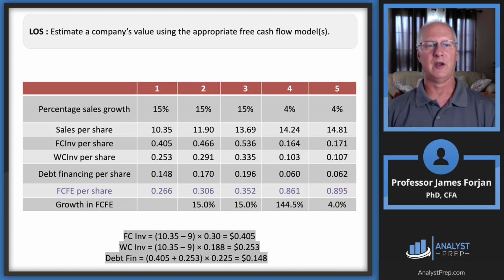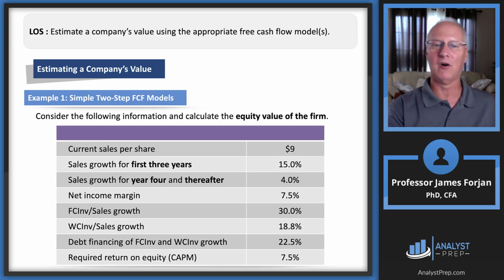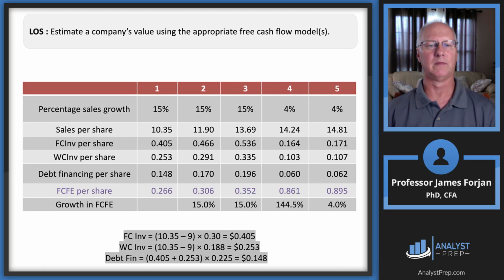So we've got 5 years, so percentage sales growth, 15% for 3 years, 4% for the next 2 years. So there we go. Sales growth for 3 years, 15%. For year 4 and thereafter, 4%. All right, you ready? So net income margin is 7.5%. And then that required return on equity. Notice I put in parentheses down there, capital asset pricing model. I'm whispering here. We're not going to use that now, but later on, we're going to have an LOS in which we need to swing back from there. So just put that in the way back of your brain.